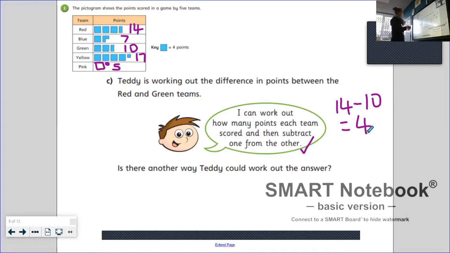Okay, welcome back. So did you think of another way that Teddy could have worked out the answer? So the difference between the points in the red team and the green team. So we're looking here, red and green, okay? So he could have said, well, you can use the pictogram and this one and this one and this one are the same as here, look, which leaves him with 1 there. So he could have compared it and seen what was left over. And the 1 square is left over, so that would have given him the answer 4. Okay? So there's lots of different ways.